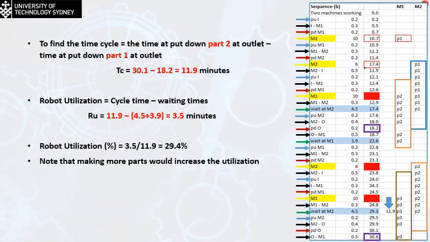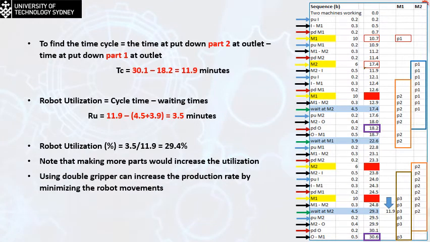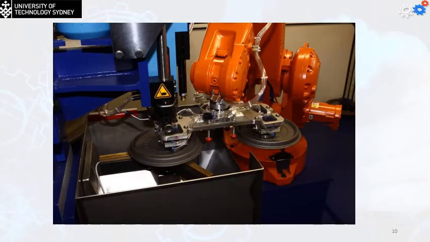Now I think this will be enough for this example. I think we have only one point about part C in the question we had in the assignment, which is how we can increase the production rate and minimize the robot movement, simply if we are going to use what we call a double gripper.